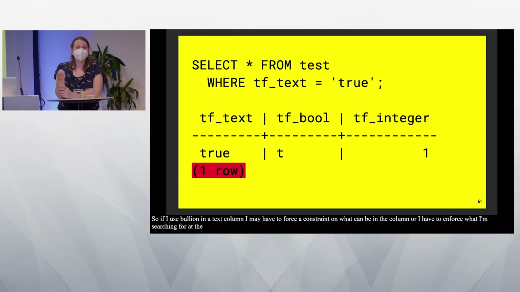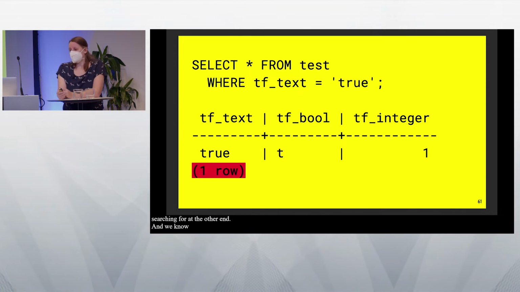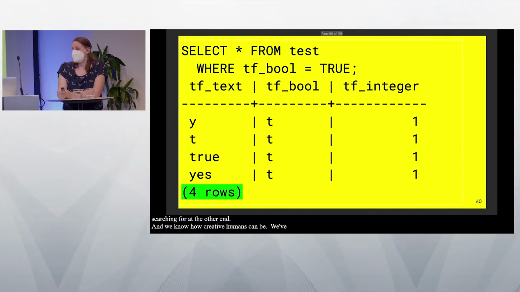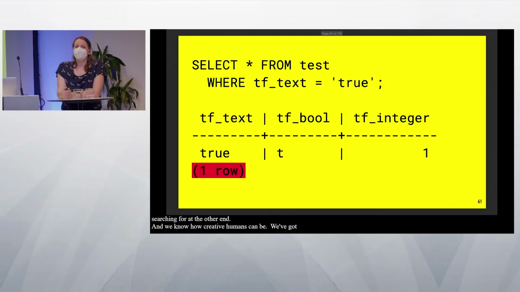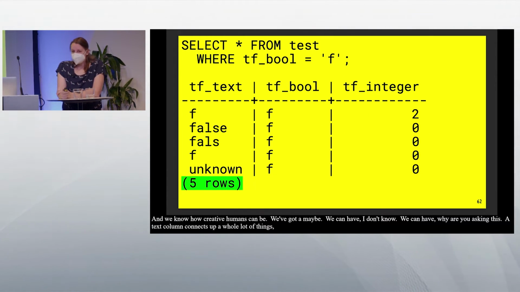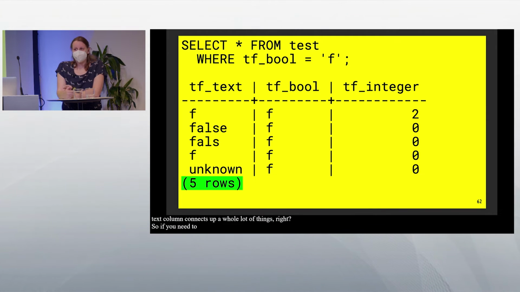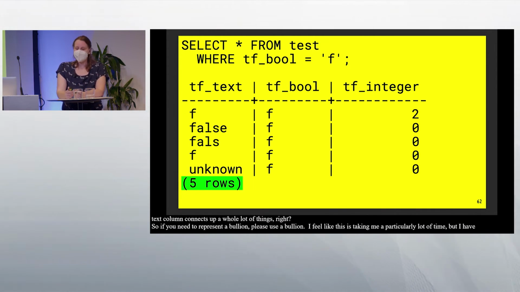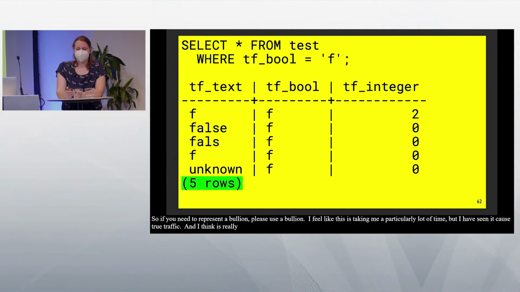And we know how creative humans can be. We've got a maybe, we could have, I don't know, why are you asking this? A text column can accept a whole lot of things, right? So if you need to represent a Boolean, please use a Boolean. I feel like this is taking me a particularly lot of time, but I've seen it cause some true havoc, and I think it's really important to harp on.